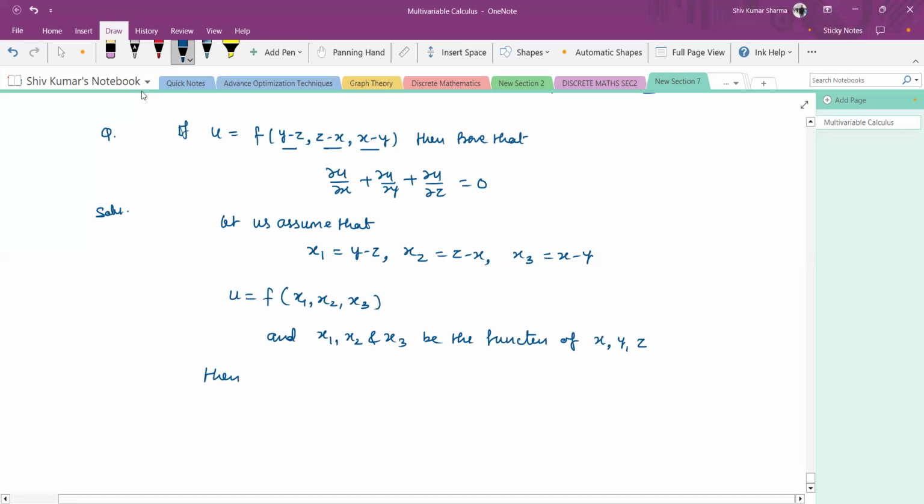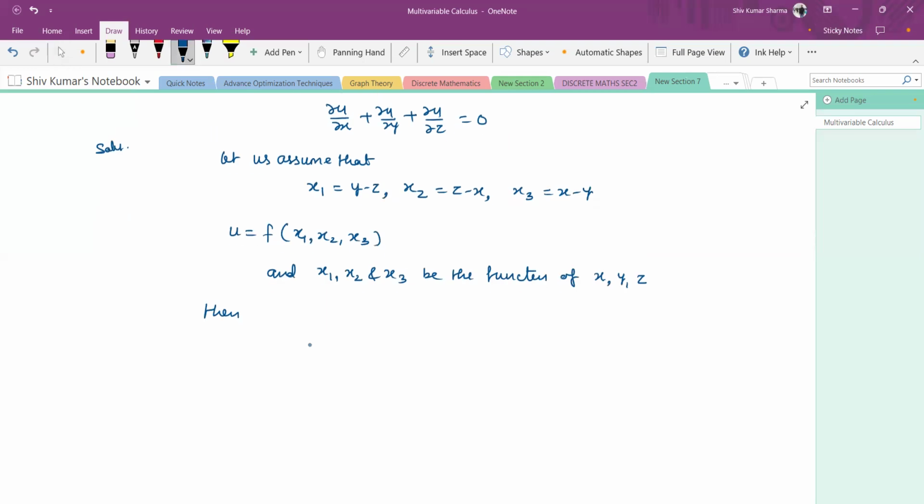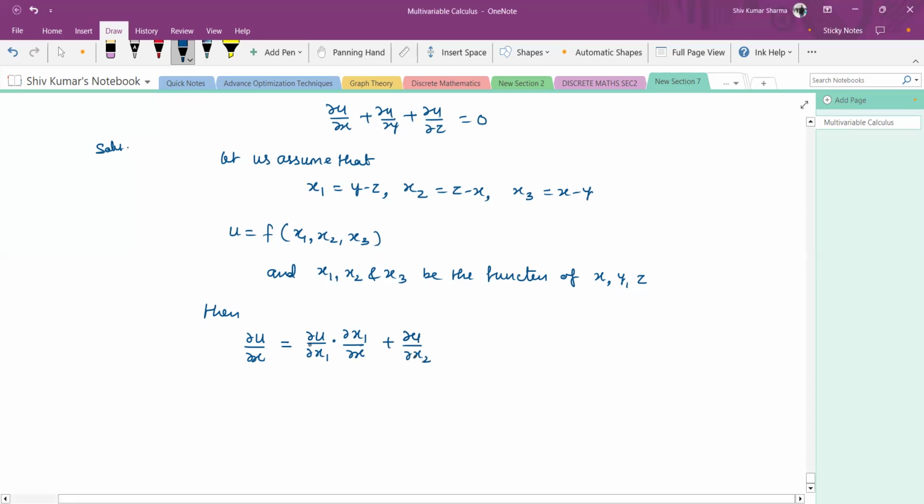Okay. So first we calculate del u upon del x. U is the function of x1, x2, x3, and x1, x2, x3 are functions of x, y, z. So when calculating del u upon del x, we can write this as del u upon del x1 into del x1 upon del x plus del u upon del x2 into del x2 upon del x plus del u upon del x3 into del x3 upon del x.